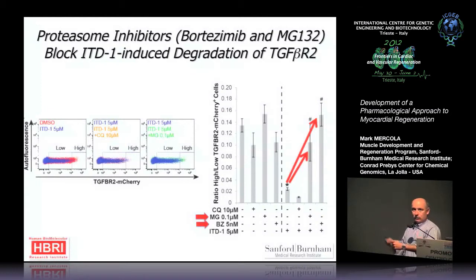And we thought, well, surface receptors go to the lysosome, so chloroquine should block this. But in fact, here's the effect of the molecule itself. Here's no ITD1, you get high levels. You add ITD1, it drops the level down. Chloroquine doesn't do anything. But if we add proteasome inhibitors, MG132 or bortezomib, you can see that it goes from an inhibited level and it restores the amount of receptor on the surface. So this indicates that this molecule targets TGF-beta receptor type 2 for degradation by the proteasome.